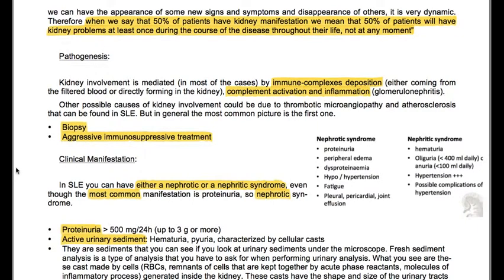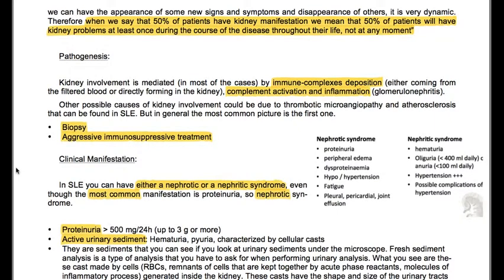The clinical manifestations: in SLE, you can have either a nephrotic or a nephritic syndrome, even though the most common manifestation is proteinuria, so nephrotic syndrome. Proteinuria is more than 500 milligrams over 24 hours. We have an active urinary sediment with hematuria and pyuria characterized by cellular casts. They are sediments that you can see if you look at urine under the microscope. Fresh sediment analysis is a type of analysis that you have to ask for when performing urinary analysis.